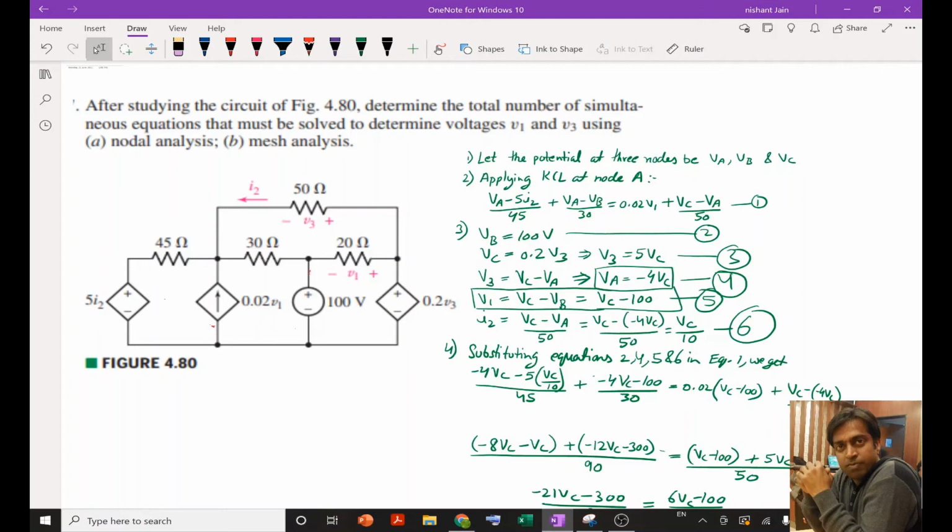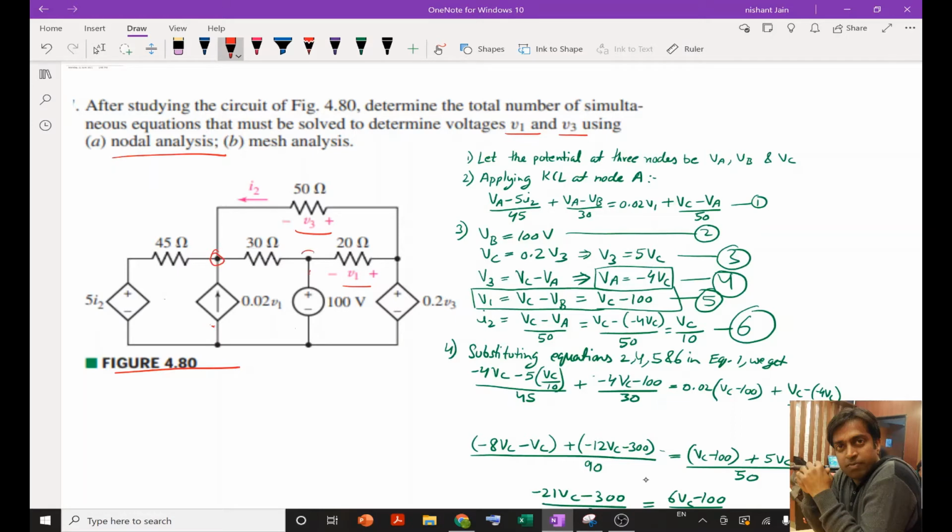Hello friends, in this video I am going to explain how you can solve this particular circuit for the values of V1 and V3, which are over here, using nodal analysis as well as mesh analysis. First of all, let us see how we can use nodal analysis to solve for the values of V1 and V3.